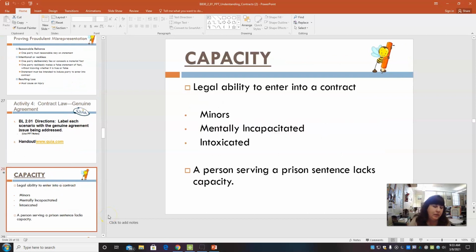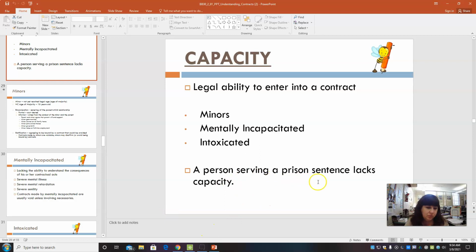Next, you have capacity, and that's your legal ability to be in a contract to begin with. I think everybody in this class this year is a minor, and if you are a minor, you don't have legal capacity to enter into a contract. Also, if you're mentally challenged or mentally incapacitated, you also cannot enter into a contract. And someone who's drunk or intoxicated or on drugs does not have the legal ability to understand and enter into a contract.